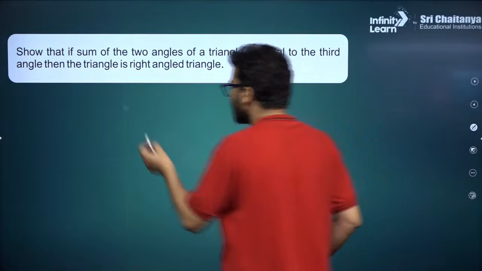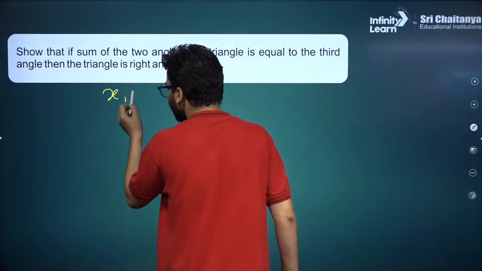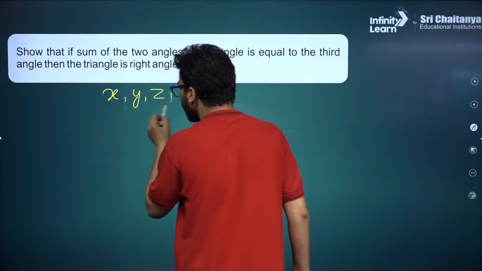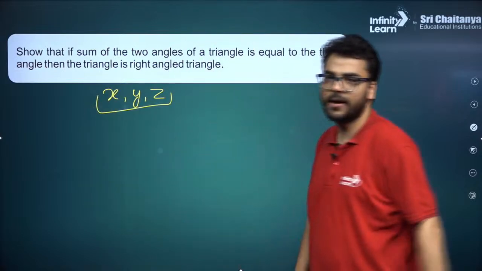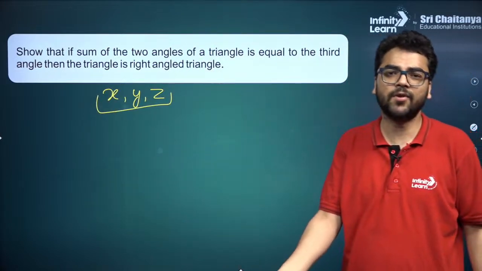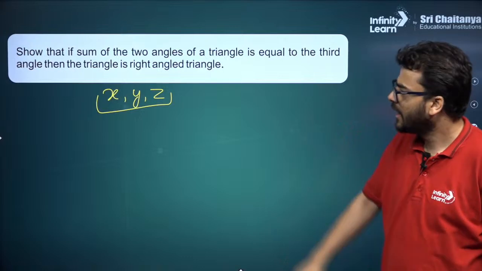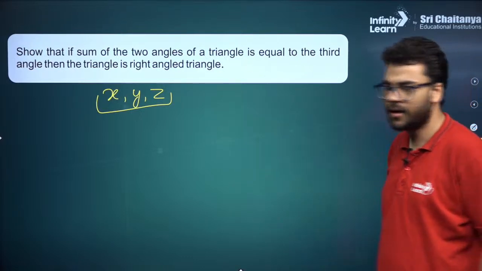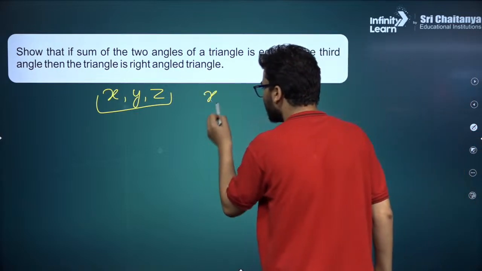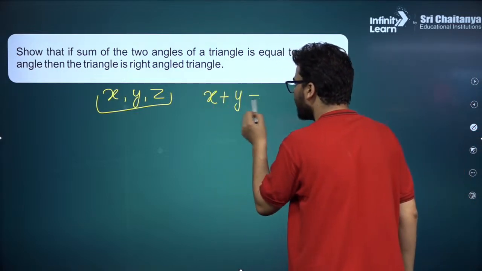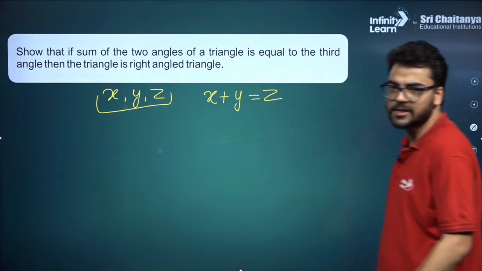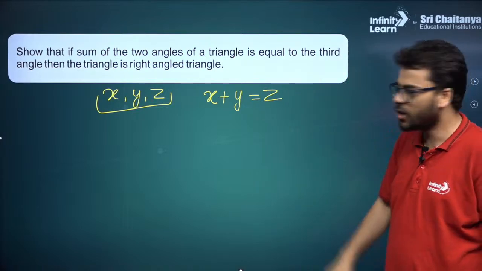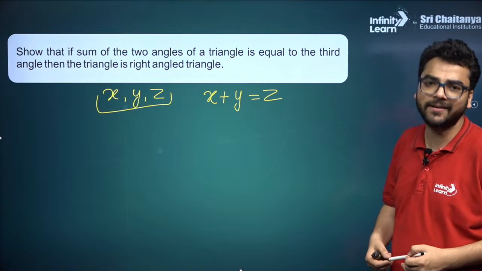So just suppose that there is any triangle in which the three angles are equal to x, y, z, correct? It is given that the sum of two angles of a triangle is equal to the third angle. Suppose x plus y is equal to the third angle, x plus y is equal to z. Now you have to prove that it's a right angled triangle.